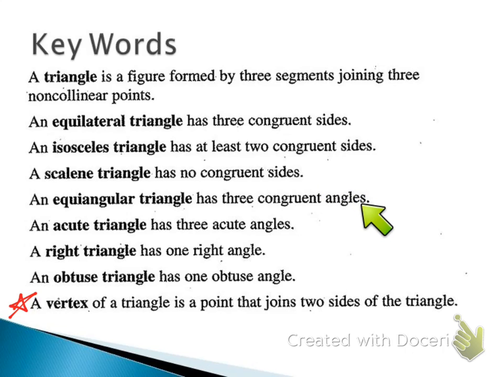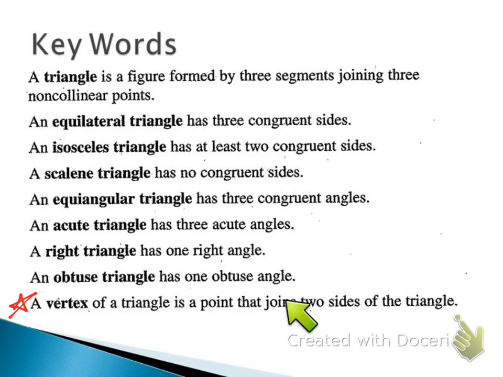By angles, there's actually 4 ways. If all the angles are the same, it's equiangular. If it's equiangular, it's also equilateral. You'll probably start to notice those 2 go together. If all of the angles are acute, it's called an acute triangle. If there's 1 right angle, it's a right triangle. If there's 1 obtuse angle, it's an obtuse triangle.